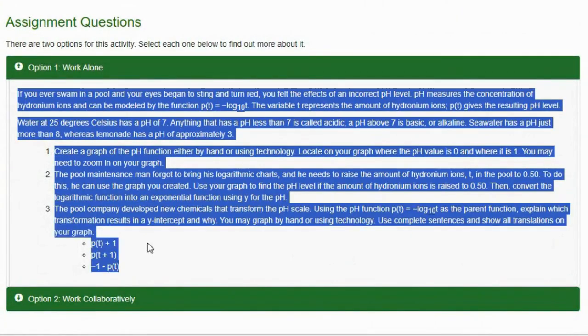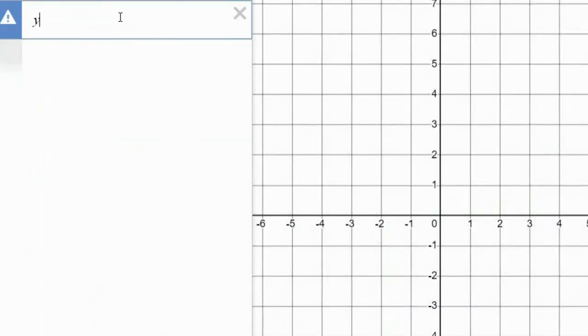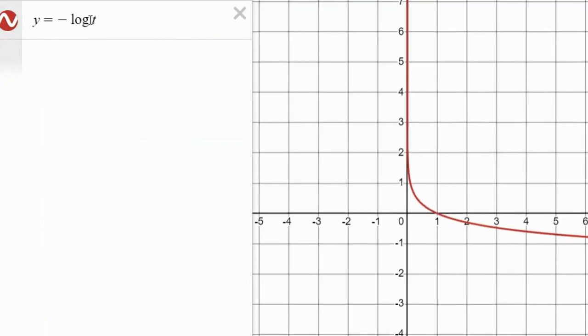You can copy this and just put it on a Google Doc, but here's what it says. If you ever swam in a pool and your eyes began to sting and turn red, you felt the effects of an incorrect pH level. The acidity is off. pH measures the concentration of hydronium ions and can be modeled by the function P(T) equals negative log 10 T. You can graph that. Y equals negative log. We don't have to put the 10 of T. Here is the graph they're talking about. We can use T.